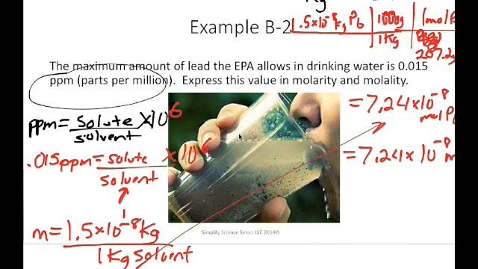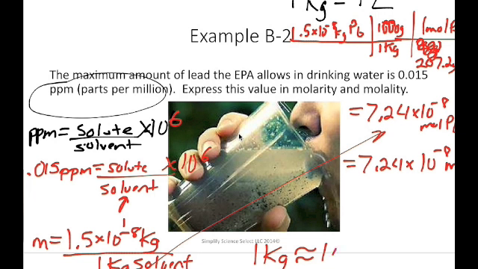Now, we could do the exact same thing for molarity. We should know that 1 kilogram of water is approximately equal to 1 liter based on the example that we did before. Now, is it exactly equal? No, but it's pretty close to the point where it's not going to matter. So once we figure out, the molarity is the same value. And the reason why I know that is because 1 kilogram is roughly equal to 1 liter.